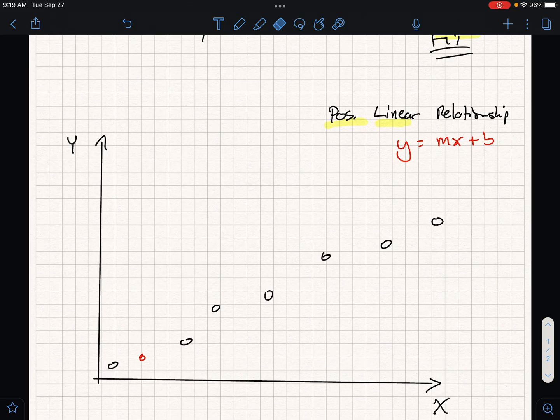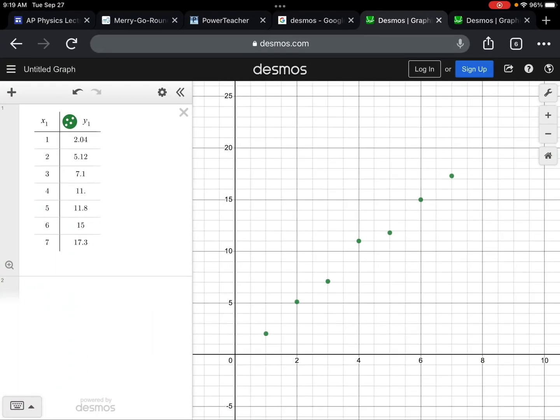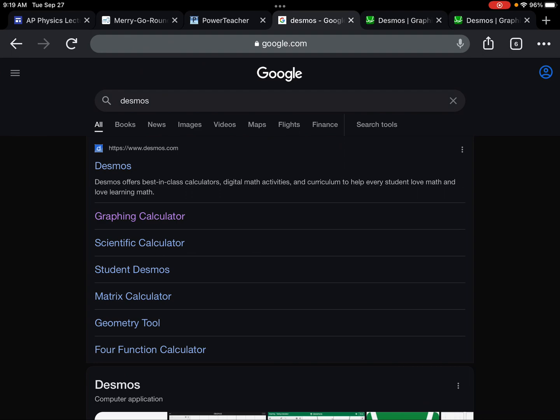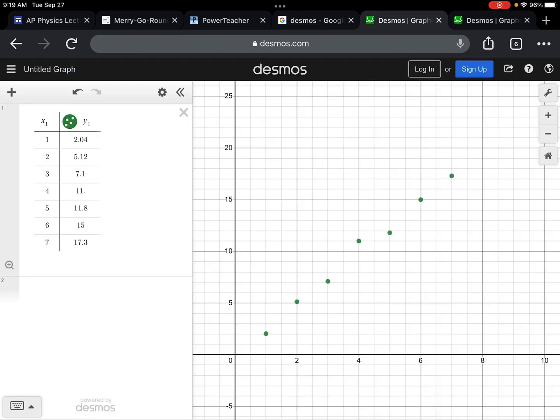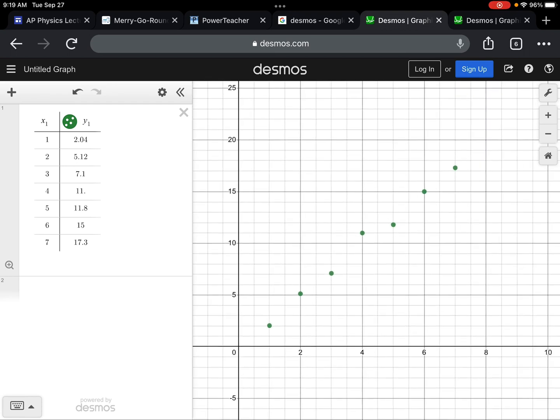And so I'm going to go to a web browser of choice. If you just Google Desmos, it shows up like this. You're going to use the graphing calculator. Don't worry about the student or any other stuff, just graphing calculator. And you can come up here and put in a new table of data. And I've done this already with some sample data points. This kind of looks like the graph that I made.